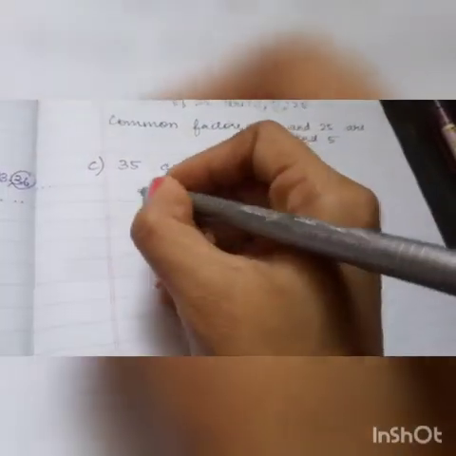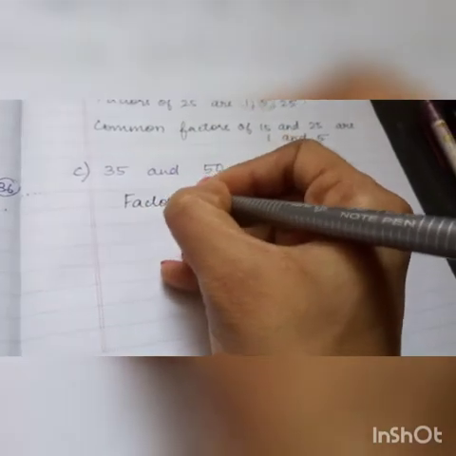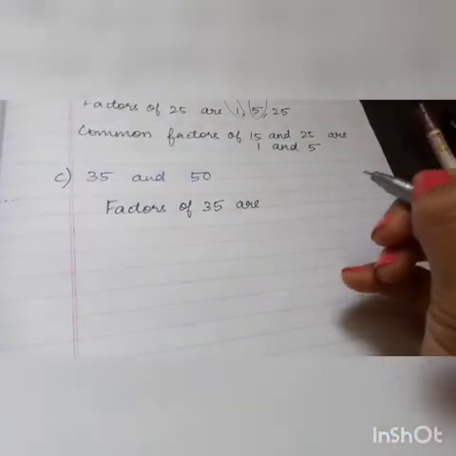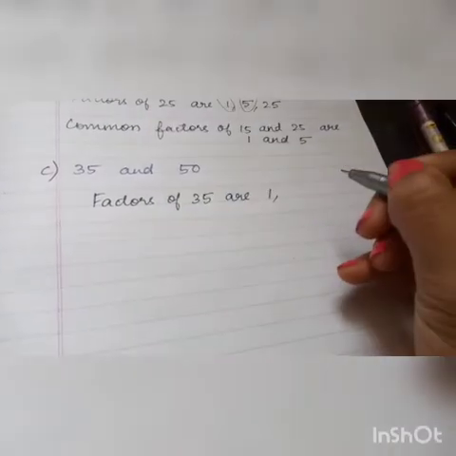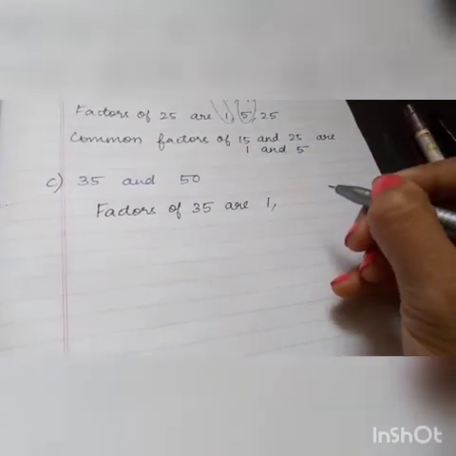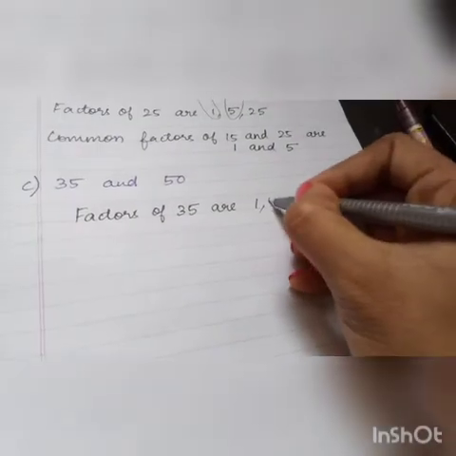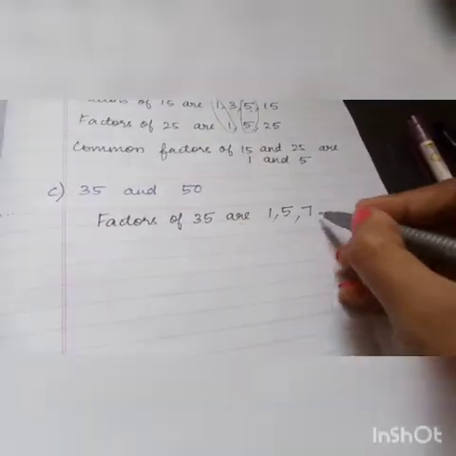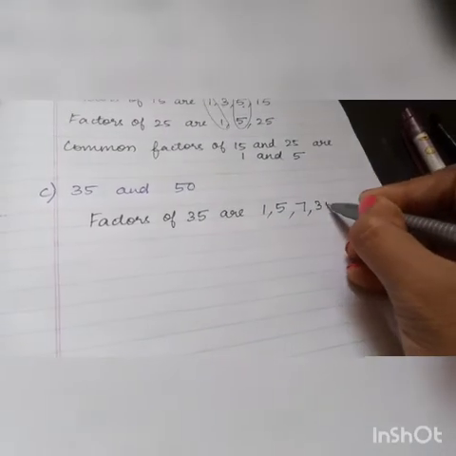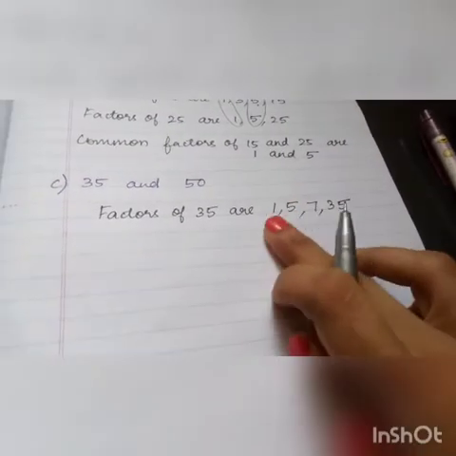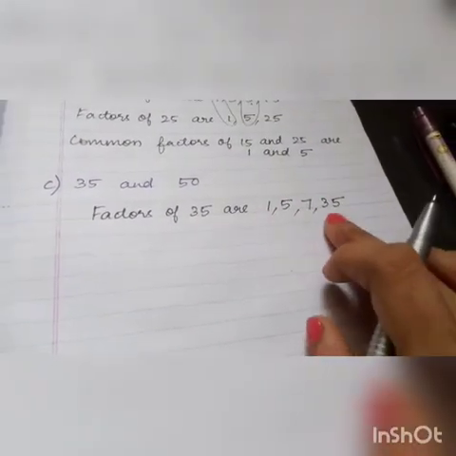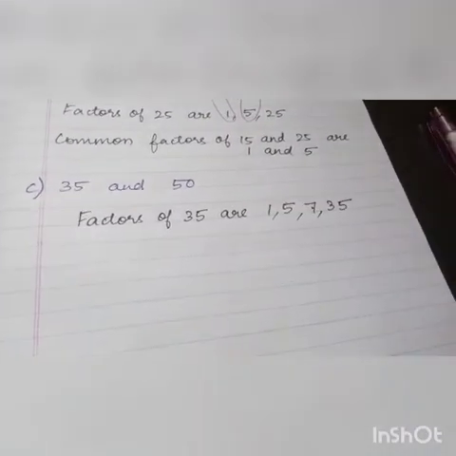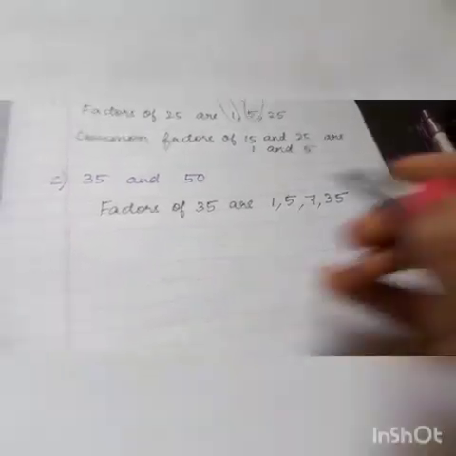Okay, factors of 35 are 1, 3rd table, will it come? No. 4th table? No. 5th table? 7th table? 7 5s are 35. Next, 35th table, that's all. 1, 5, 7, 35. Listen, 7 5s are 35. 1 into 35, 35.